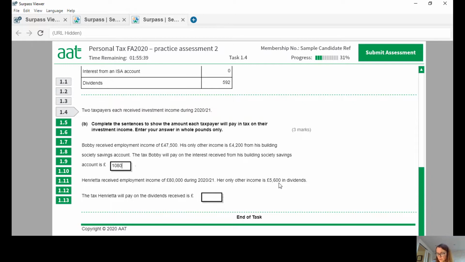So the first 2,000 will be at 0. The dividend allowance applies to all. And then the further 3,600 is going to be at the higher rate. The higher rate for dividends is 32.5%. So the answer here is going to be 3,600 at 32.5%, which is 1,170.